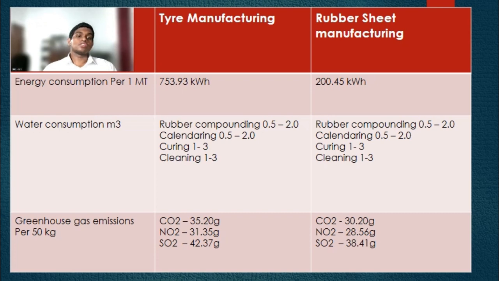For rubber sheet manufacturing, energy consumption for producing 1 ton of rubber sheets is 200.45 kilowatt hours. Similar to tire manufacturing, water consumption varies across different stages. Greenhouse gas emissions include carbon dioxide, nitrogen dioxide, and sulfur dioxide.